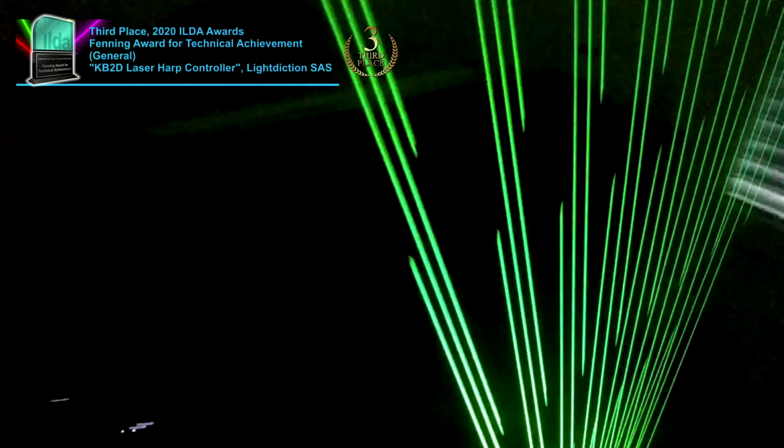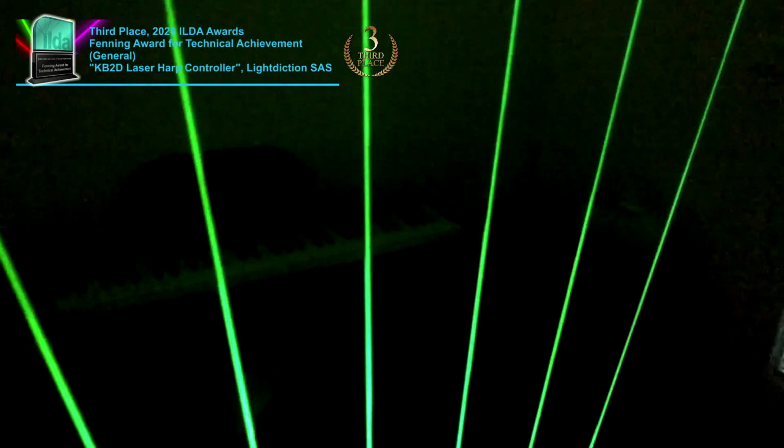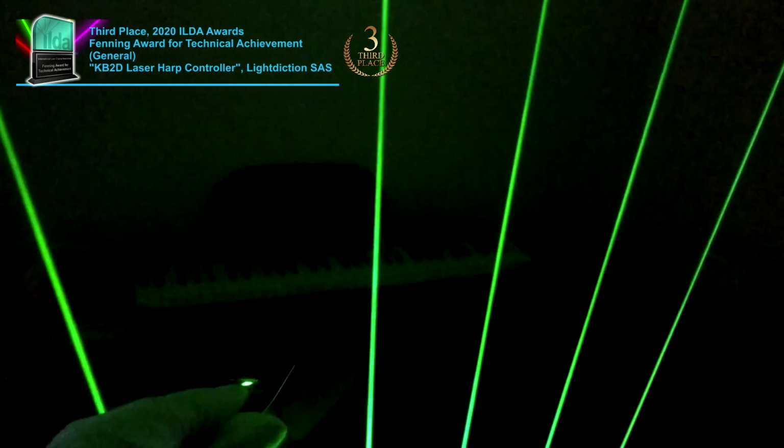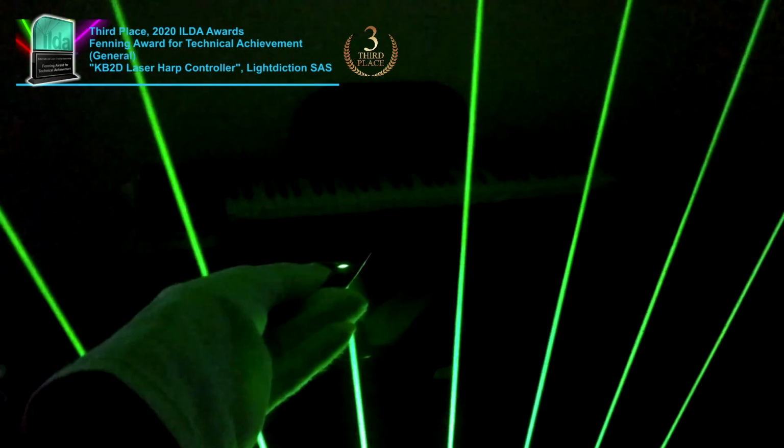So first, we calibrate the detection threshold. Okay, we have to interact with the beam to set the threshold. Okay, it's set.